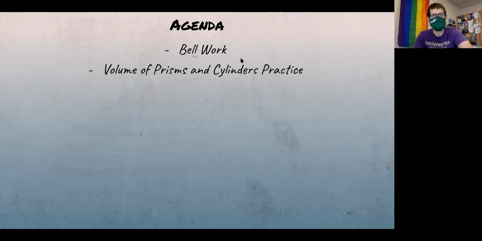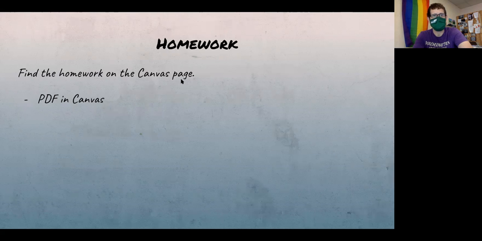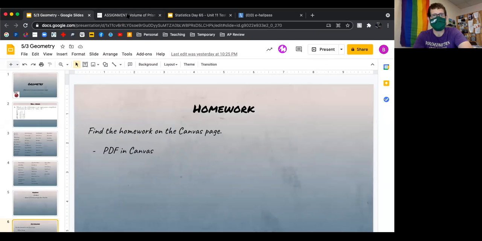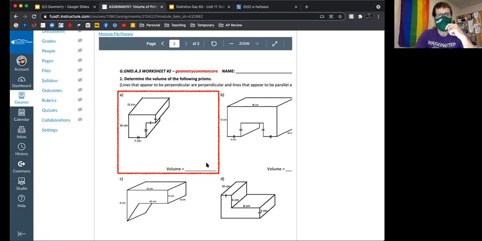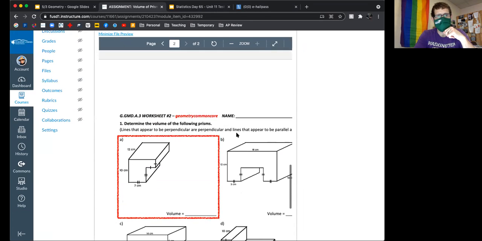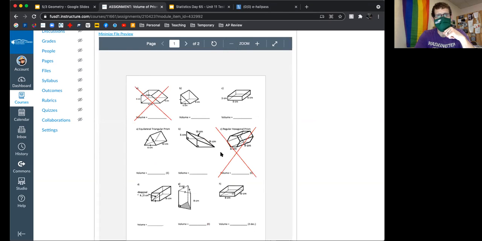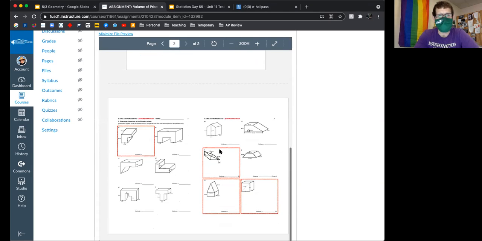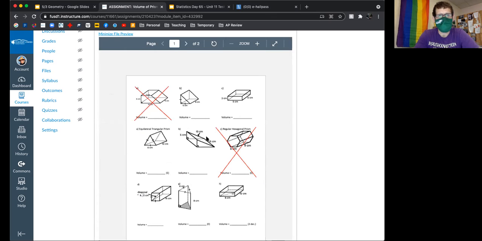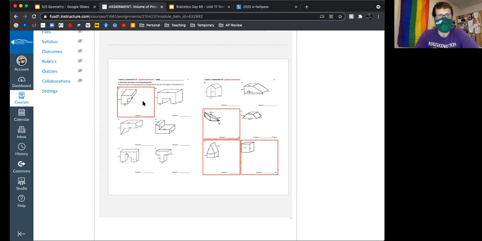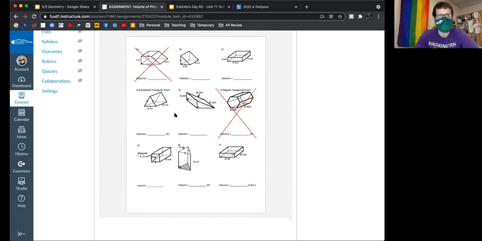Let me get out of this. So there's going to be a PDF in Canvas. All right, so if we look at this, I will start up here. First of all, let me zoom out so I can show you something that's important to know. On this, there's 2 pages you can see in this PDF. On the first page, do all the problems except the ones crossed out. That's pretty straightforward. On the second one, it's a little different. Only do the ones that have a red box around them. So just make sure you're clear on that.